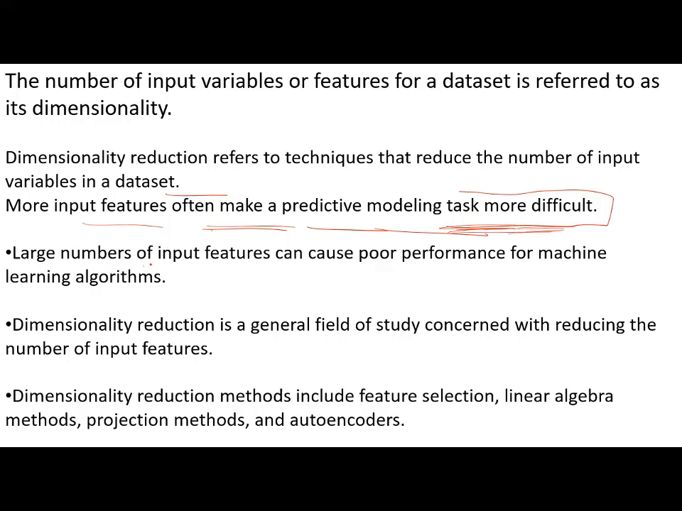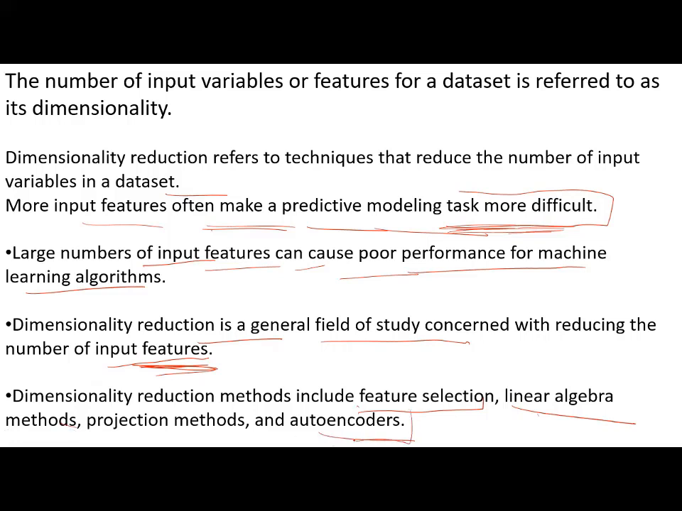See, the large number of input features can cause poor performance for machine learning algorithms. Dimensionality reduction is a general field of study concerned with reducing the number of input features. Dimensionality reduction methods include feature selection, linear algebra methods, projection methods, and autoencoders. And we will be dealing with the PCA.